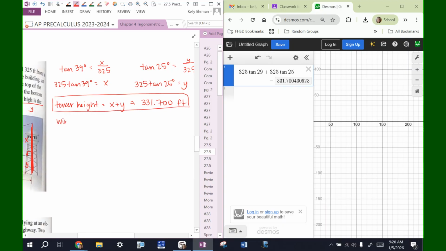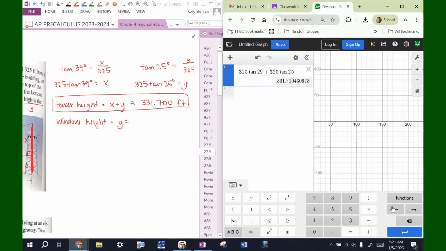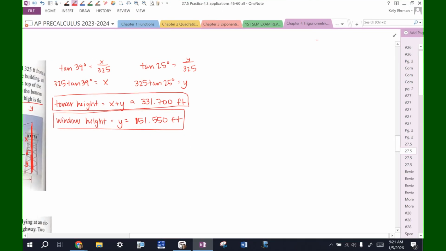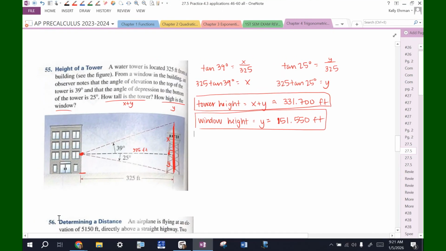The window height is just equal to Y. And if I'm just careful about which one is Y here, I'm just going to delete the first part. Y was 325 tangent of 25, so there's Y. So it's 151.549, which would round to 550. All right, so that one was not as tricky as the previous one.